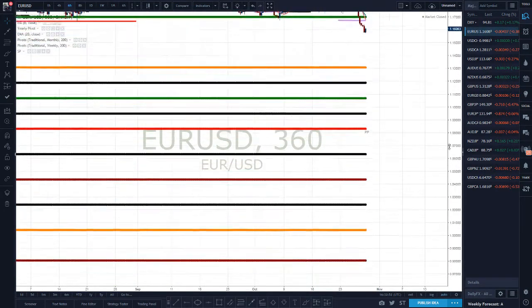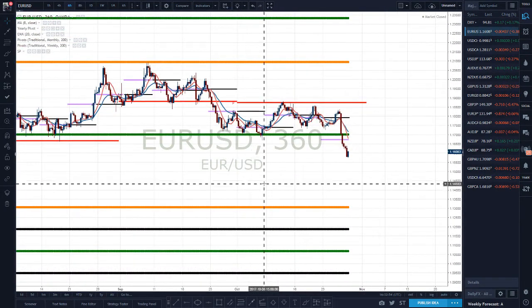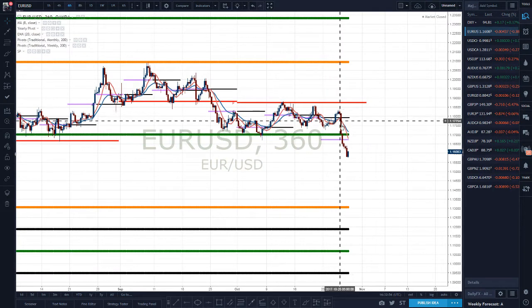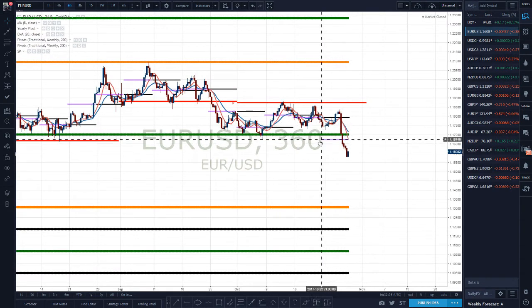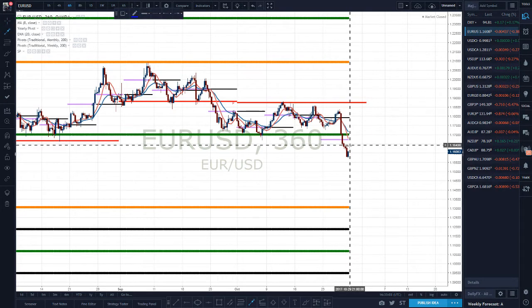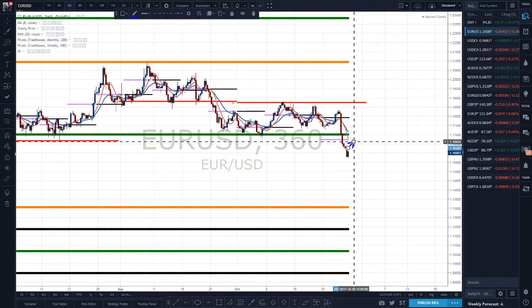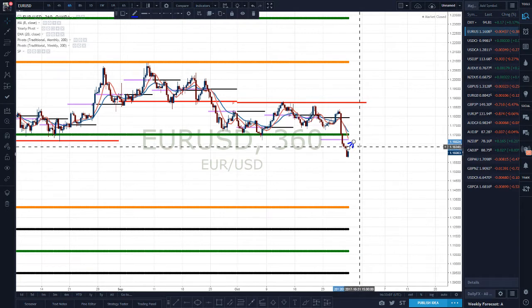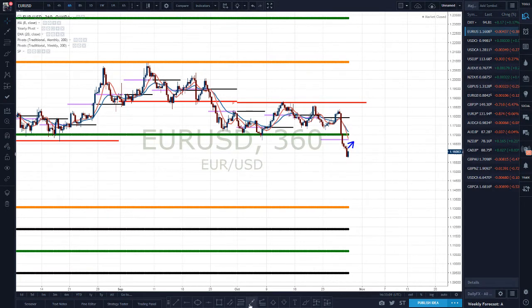Euro dollar. Euro dollar is below this pivot here. It's below both moving averages. The new weekly pivot is going to open just above. Looking for price to do a pullback and then continue heading lower.